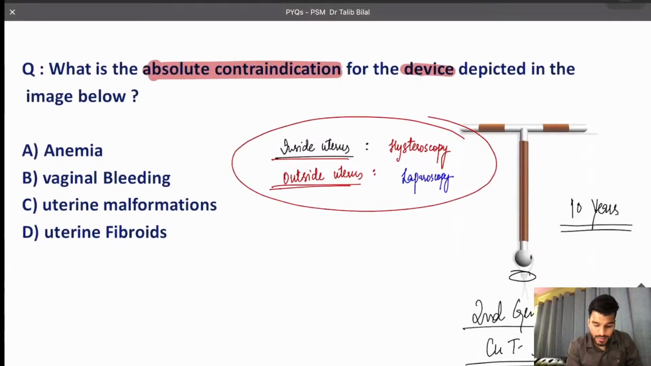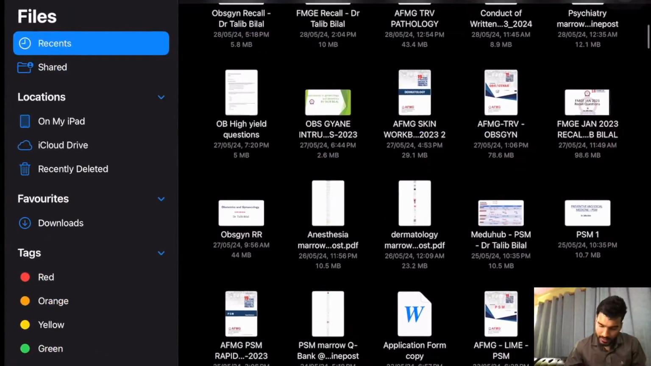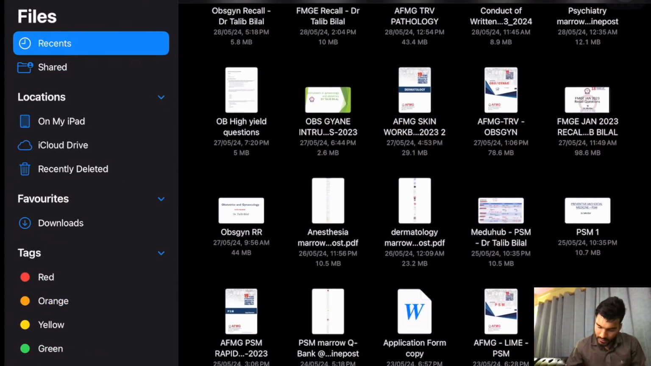So which of the following will be the answer now? Which of the following is an absolute contraindication, guys? Anemia, uterine malformation, uterine fibroid, or vaginal bleeding? Your answer goes with vaginal bleeding. It is an absolute contraindication, and the others are relative contraindications. So what is the answer, guys? The answer goes with vaginal bleeding.